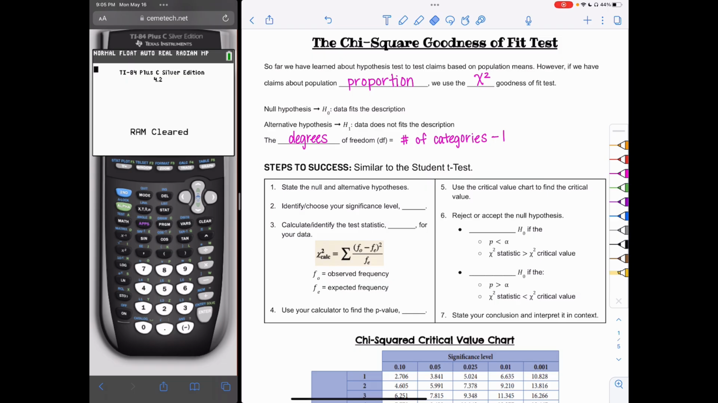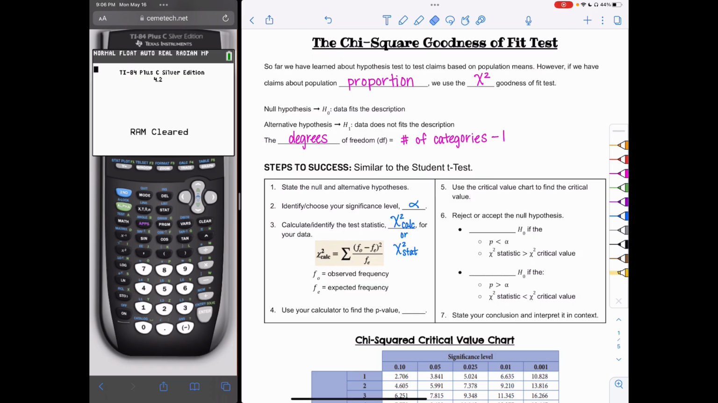So the steps to conduct a chi-square goodness of fit test successfully are very similar to the t-test. The first thing that you want to do is state the null and alternative hypothesis, and then you want to identify or choose your significance level, which we denote as the Greek letter alpha. And then we want to calculate or identify the test statistic, which we also call the chi-square calculation, or we can call it the chi-square stat or chi-square statistic.